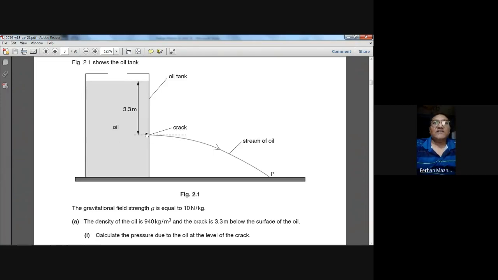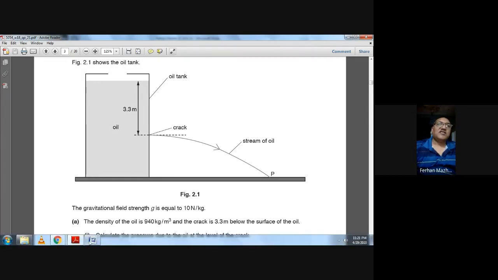Once that H value decreases, the pressure of the oil at the crack will also decrease. When the pressure of the oil decreases, instead of hitting the ground at point P, this jet will start moving. It will hit the ground at a point closer to the tank. It might be hitting here, then here, then here, and eventually it will touch this point. The reason the jet is landing nearer and nearer to the tank is that the pressure of the oil at the crack is decreasing. And why is that pressure decreasing? Because the depth of the oil above the crack is gradually decreasing as the oil is leaking.